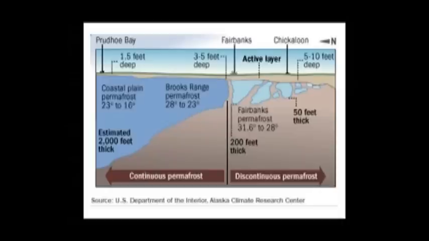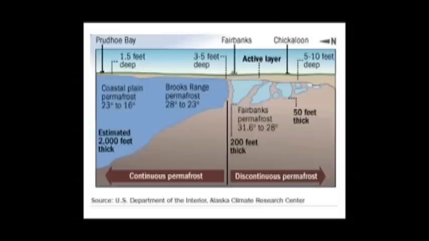So only some very narrow belt in the south, southwest, central, south central, and southeast are free of permafrost. Most of the area in Alaska is affected by permafrost. And this is a diagram I borrowed from USGS, showing the continuity of permafrost.